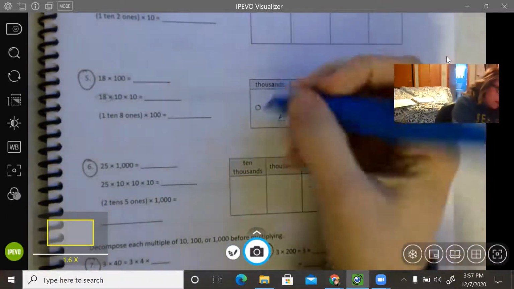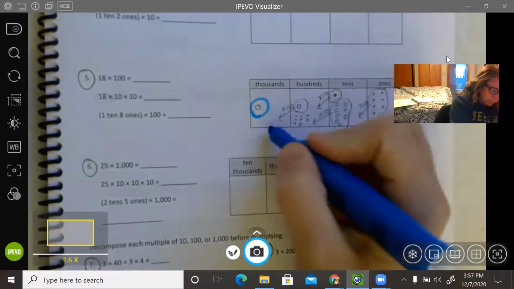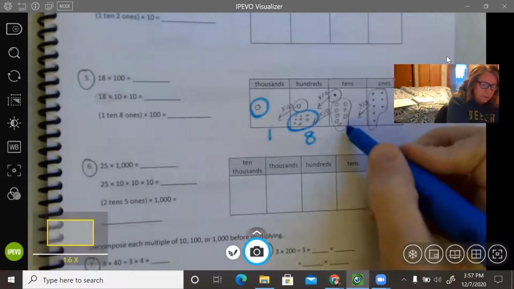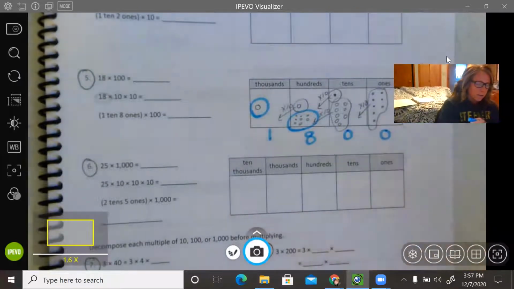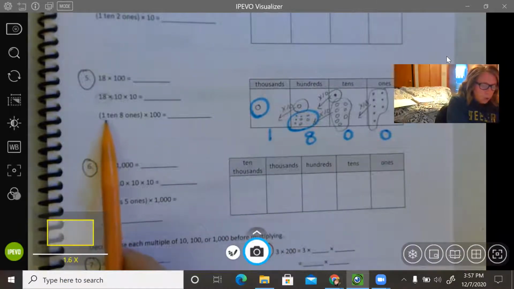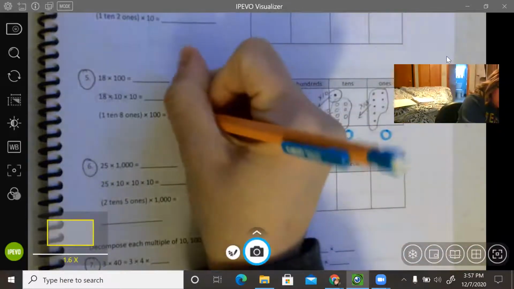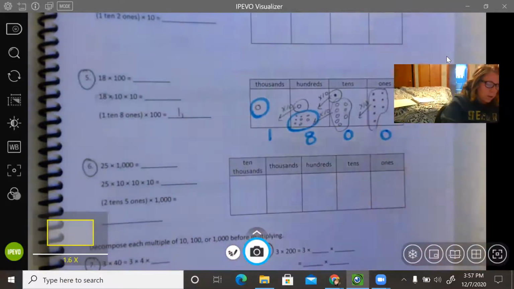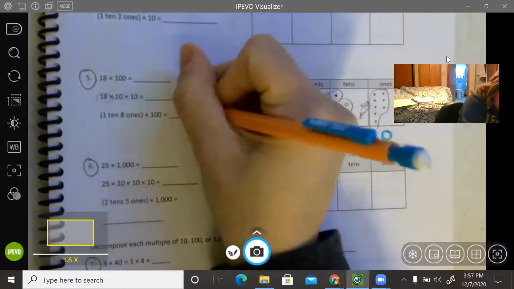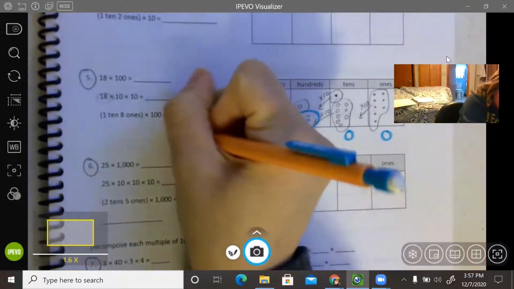Now let's look at what I have as my answer. I have 1 in the thousands place and 8 in my hundreds place. Nothing in my tens, nothing in my ones. So I took my 1 ten and 8 ones and multiplied it by 100 to get 1,800. Actually, they want us to write this one out, I believe. This would be 1,800.